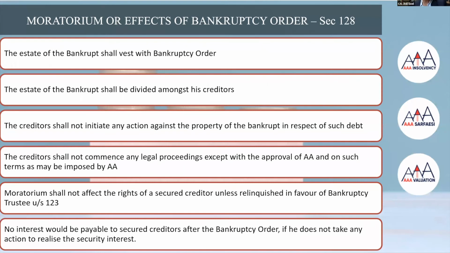The moratorium is slightly different as compared to the moratorium under the insolvency resolution process and the moratorium under the bankruptcy order. Under the bankruptcy order, the estate of the bankrupt shall vest with the bankruptcy trustee. The estate of the bankrupt shall be divided amongst its creditors. The creditor shall not initiate any action against the property of the bankrupt. The creditor shall not commence any legal proceeding except with the approval of the AA. The moratorium shall not affect the rights of the secured creditor unless relinquished in favor of the bankruptcy trustee. No interest would be payable to a secured creditor after the bankruptcy order.